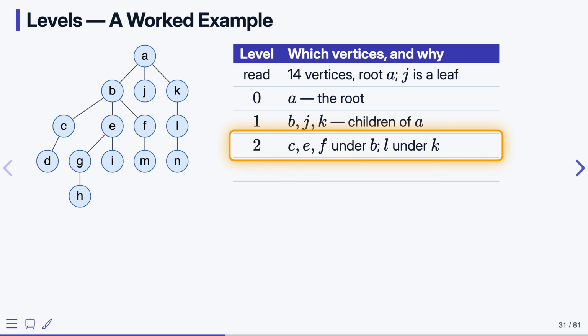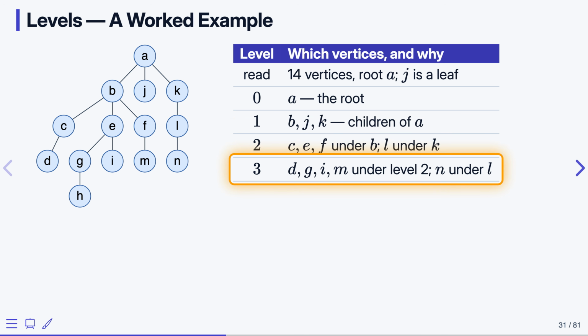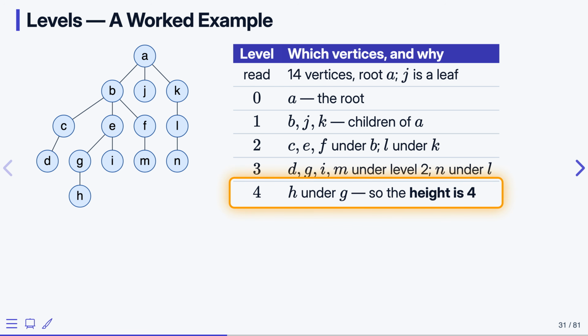Level 2 holds their children. Under B we find C, E, and F. Under K we find L, so level 2 is C, E, F, and L. Level 3 holds the next layer. Under C comes D, under E comes G and I, under F comes M, and under L comes N, so level 3 is D, G, I, M, and N. Level 4 holds 1 dot. Under G comes H, nothing goes deeper. The largest level we reached is 4, so the height of this tree is 4.